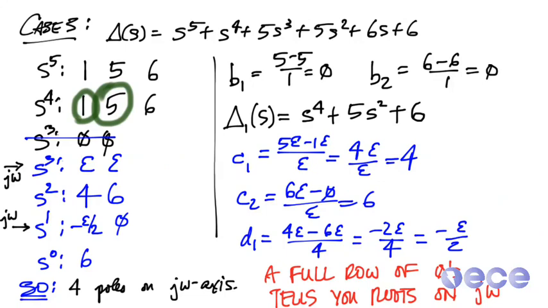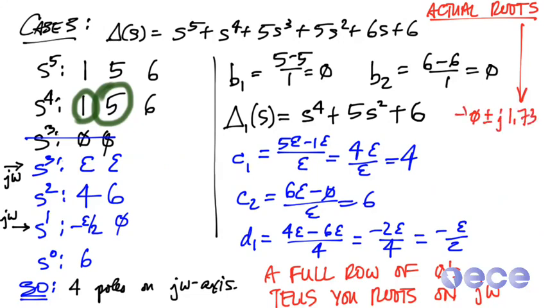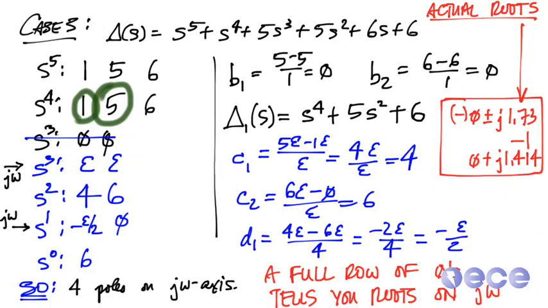A full row of zeros again tells you that you have roots on j omega. If you actually look at these roots in MATLAB, you'll see that they come out to be 0 plus or minus j 1.73, minus 1, and 0 plus or minus j 1.414. So the interesting thing is that MATLAB actually gives us, I should have a minus here, oops.